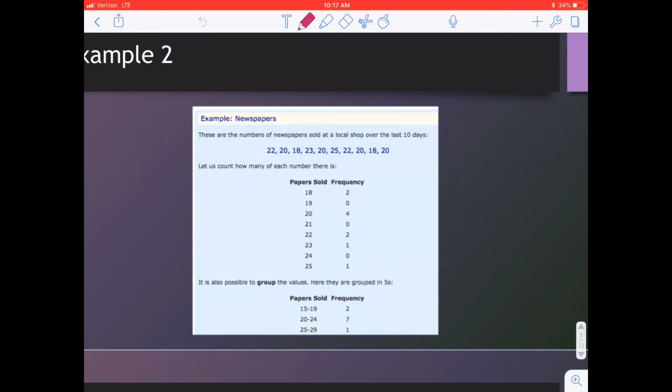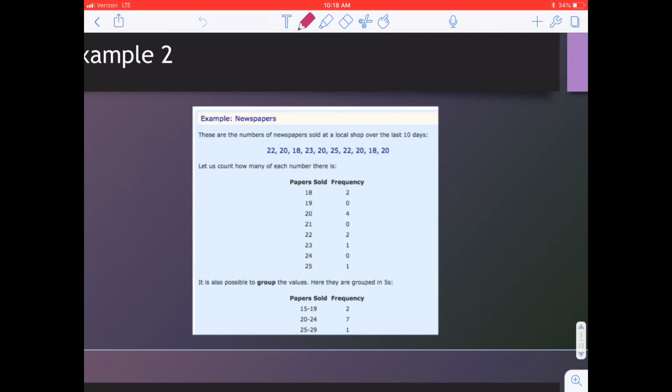Now, another way to create your frequency table is to group your values together. So you create what I'll call intervals of values. So you see I have 15 to 19, 20 to 24, 25 to 29. And so I create those intervals, and then I say how many times does a value within that interval occur, and I list out its frequencies.